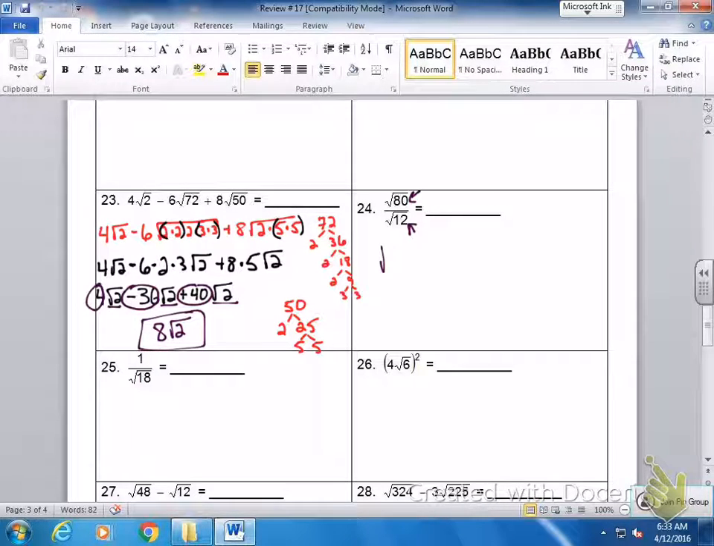Or you could rewrite it as the square root of 80 over 12. And then, guys, I can take a 4 out of both of those. That would leave me 20 over 3. Then you could go ahead and factor your 20. So you could do it at first, you could do it at the end. Sometimes seeing if it'll simplify will make an easier simplification at the end.